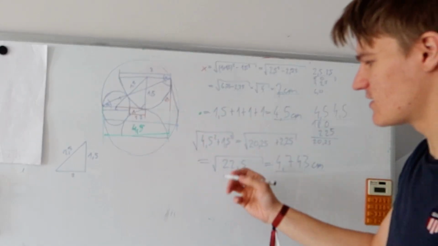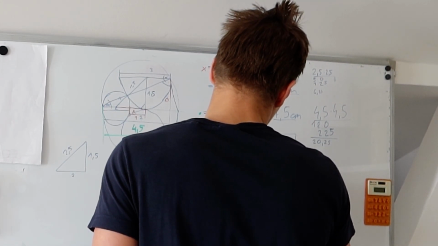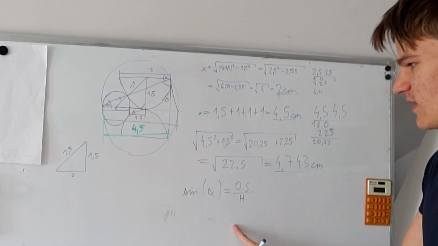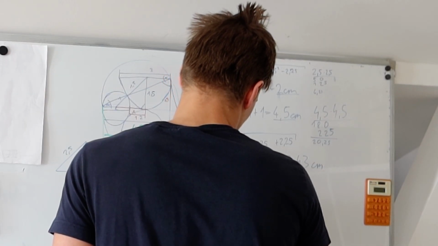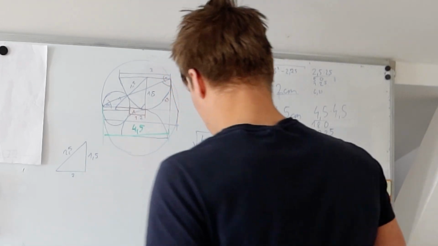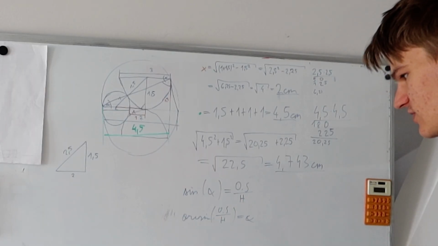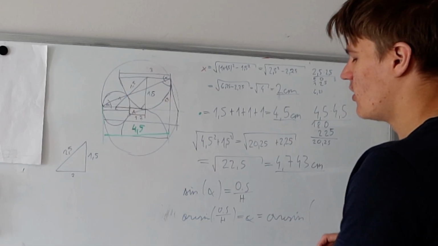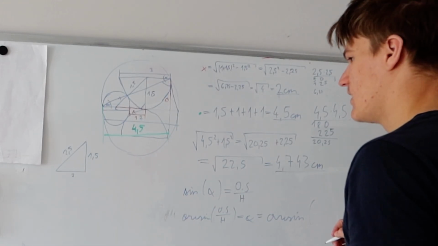So we have this side, so we use, of course, the sine, right? Sine of an angle is the opposite side divided by the hypotenuse. Now we just say arcsine of opposite side over hypotenuse is the angle, and this is the same as the arcsine of the opposite side, 1.5, divided by the hypotenuse.